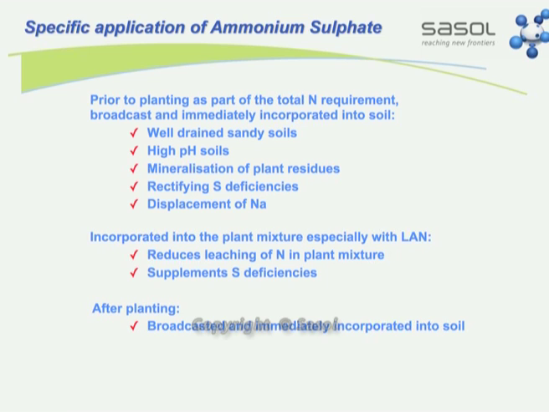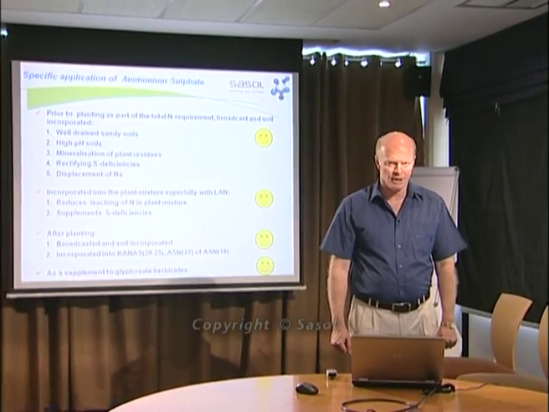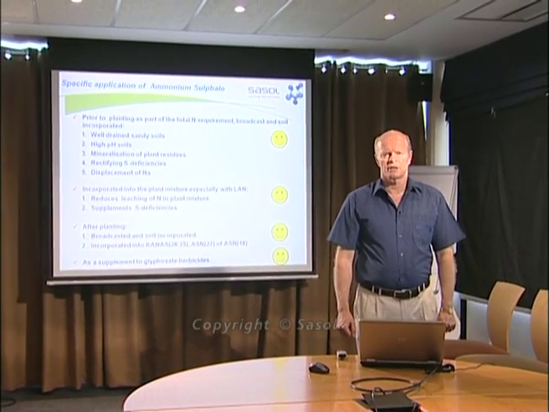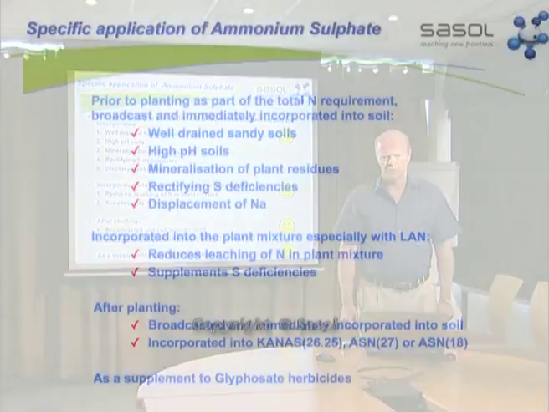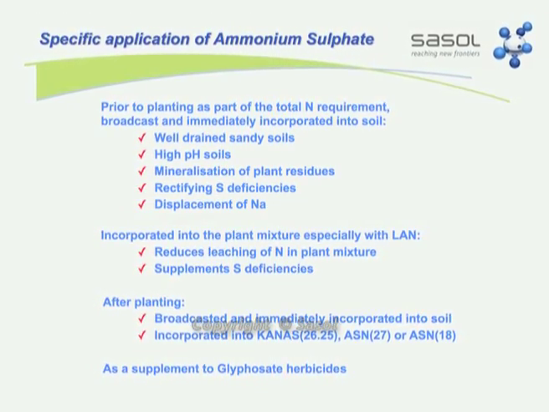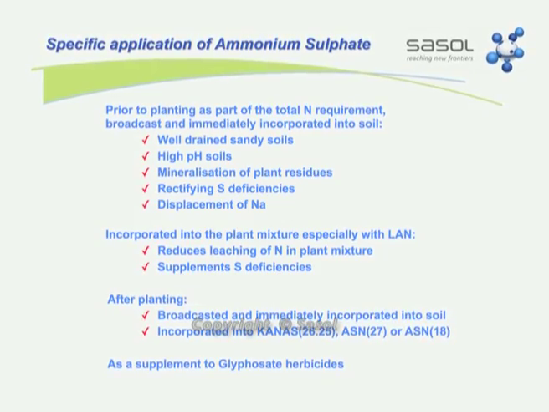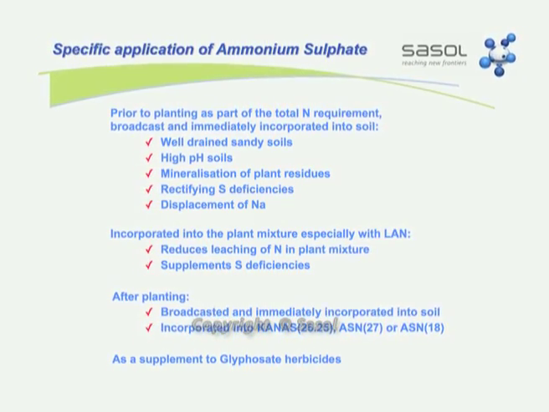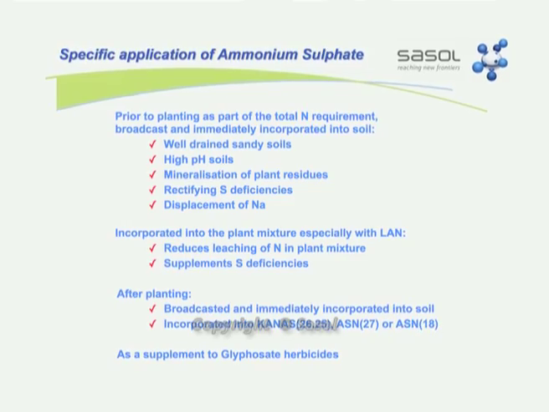It can also be combined with other N sources like LAN in a product that we call CAN AS, or ASN, which stands for ammonium sulphate nitrate, either as a granular or as a liquid. Then it can also be used together with herbicides to increase the efficacy of glyphosate herbicides.